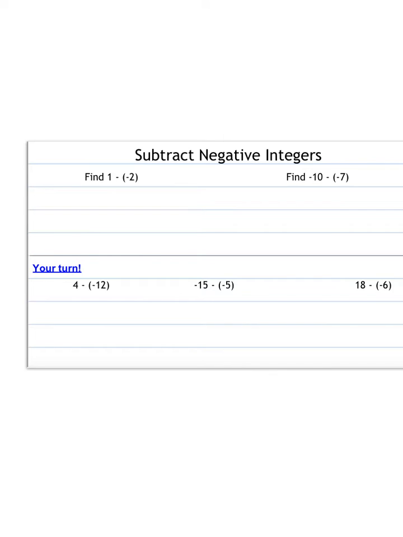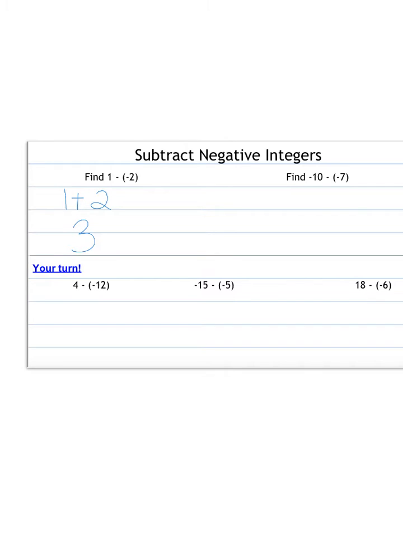Here we are looking at subtracting negative integers. So we have 1 minus negative 2. So we keep the 1. Now we change our subtraction into addition, and we change the sign on our negative 2. So the negative becomes a positive. So it's just positive 2. Now 1 plus 2 equals 3.